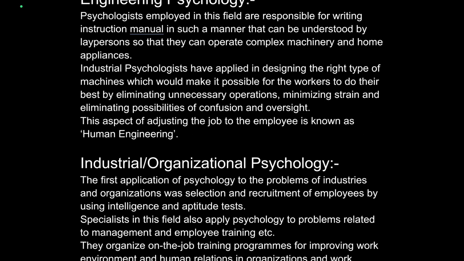So industrial psychologists try to observe how workers do their work, what they feel about working on different kinds of machines, and what are the problems and issues that they face, and then they try to suggest some modifications in the working environment or in the operation of a particular machine, so that workers can increase their output and minimize their workload. This aspect of adjusting the job to the employee is known as human engineering.